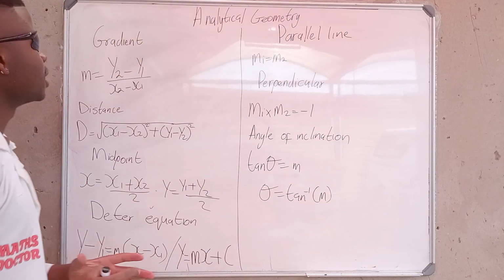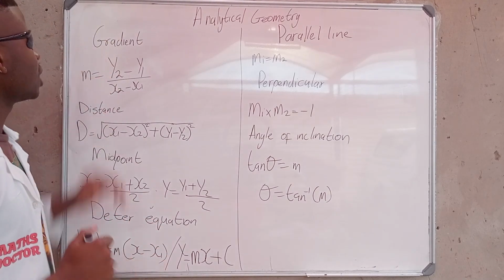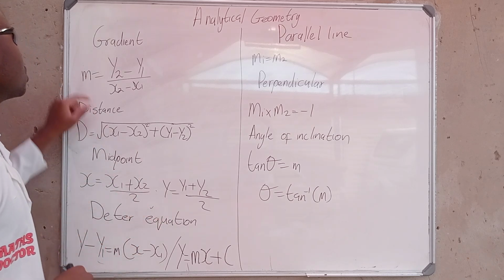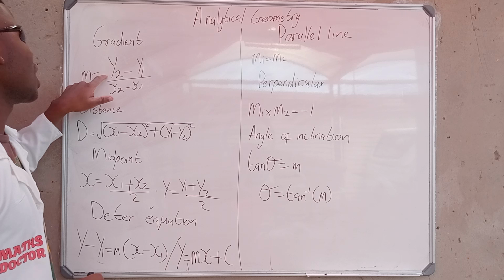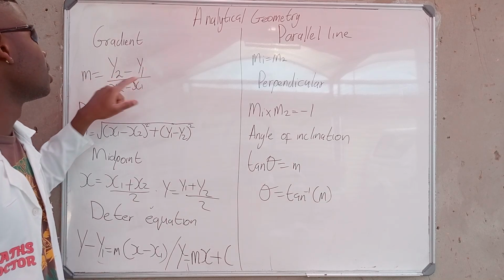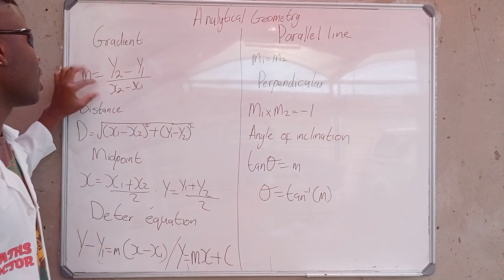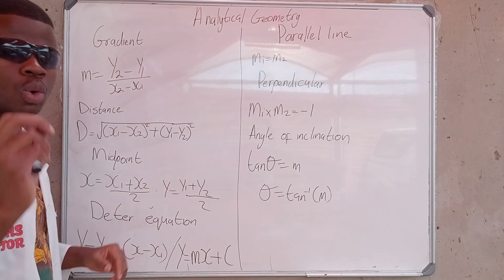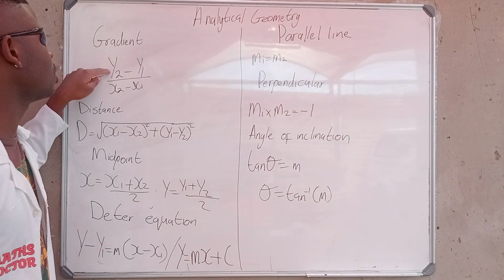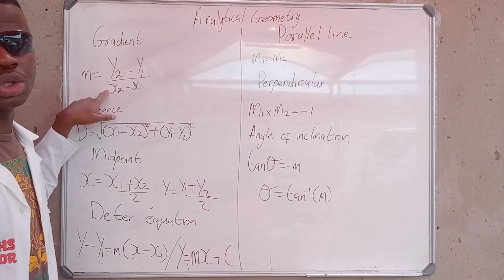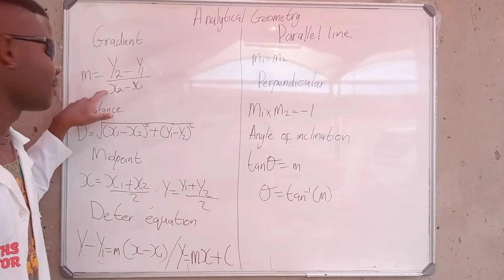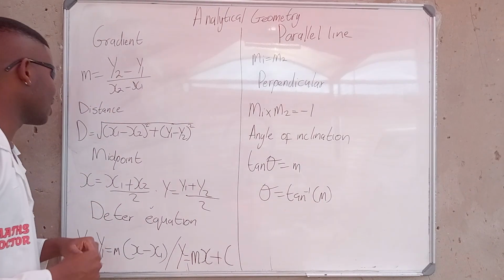Okay, so now we are going to start with the formula for the gradient. So the gradient is what? It is y2 minus y1 over x2 minus x1. So rule of thumb here, if you started with y2, you must also start with x2 here, right? I almost made a blunder there.